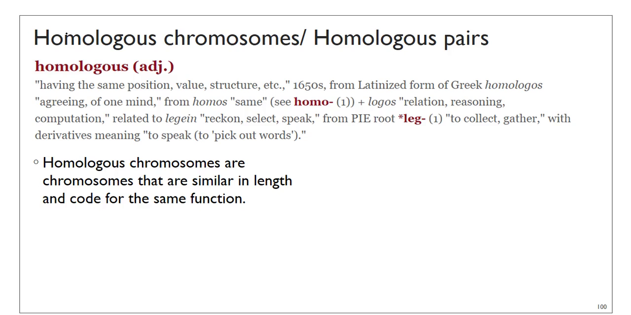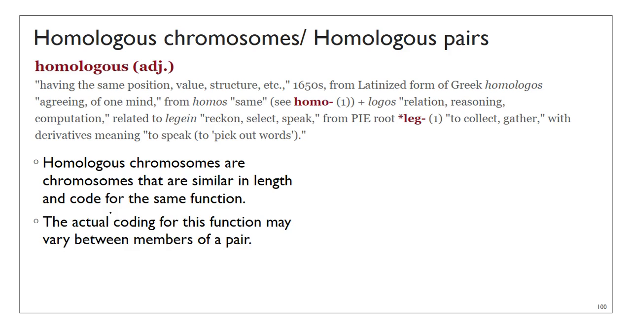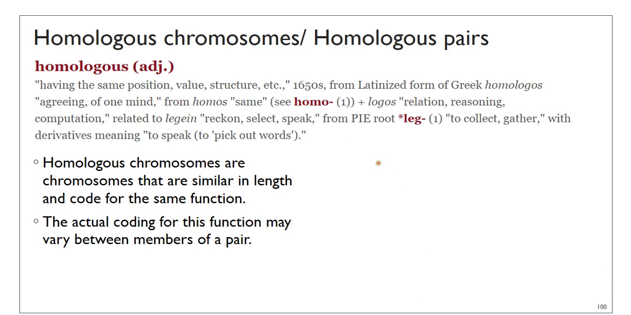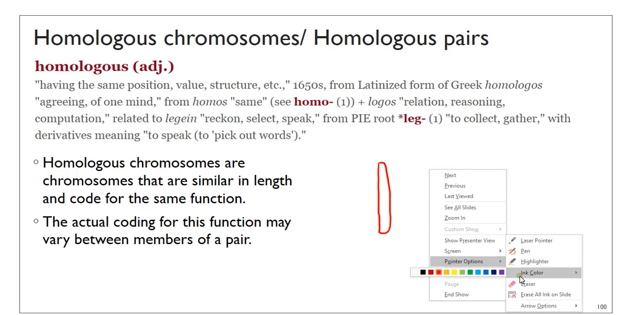So the actual definition of homologous chromosomes are chromosomes that are similar in length and they code for the same function. That doesn't mean that they're identical to each other, they just code for the same function. The actual coding of the function may vary between members of a pair. So I'm just going to give you an example. Let's say we have two chromosomes in a homologous pair. So let's say you get the first chromosome from your mom, and then you get the second chromosome from your dad.